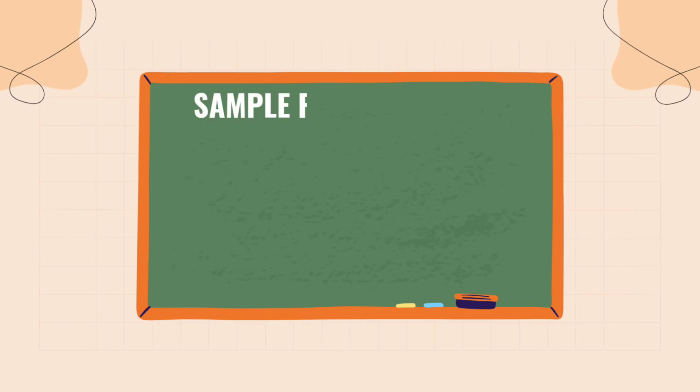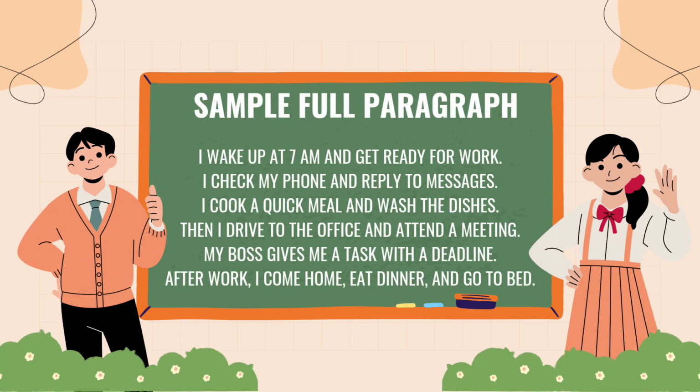Now, here's the full version of your paragraph. My daily routine: I wake up at 7 a.m. and get ready for work. I check my phone and reply to messages. I cook a quick meal and wash dishes. Then I drive to the office and attend a meeting. My boss gives me a task with a deadline. After work, I come home, eat dinner, and go to bed. Done. Simple, real, and clear.